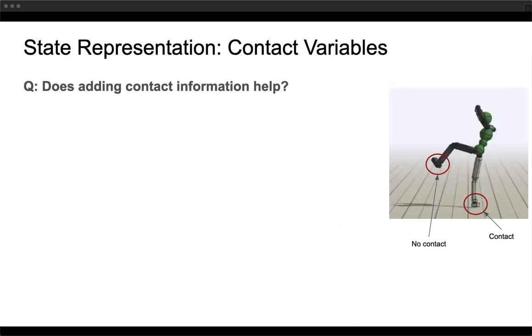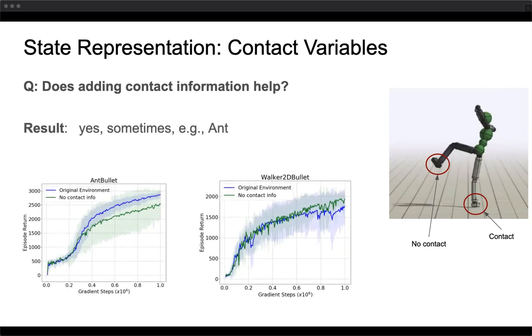Another representation that we could add is a contact variable. This contact information is a binary value that tells if that specific joint is in contact or not with the floor. It turns out that adding contact information helps sometimes. For example, for ant, which has multiple points of contact. In fact, it has 8 legs. Instead, for walker or for humanoid, it doesn't make any difference because, we think, it just has 2 points of contact.